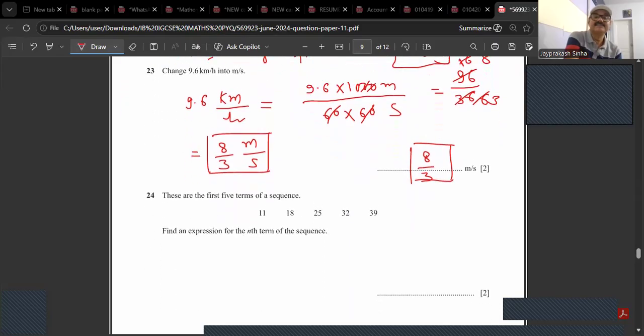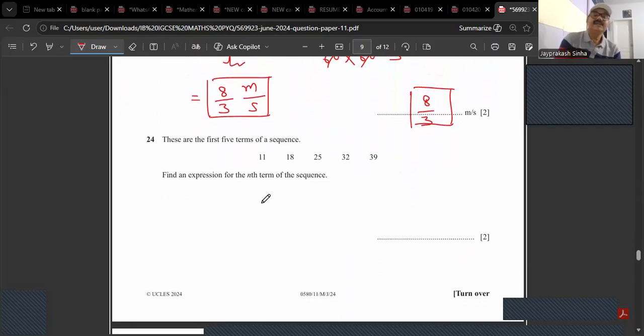Next, these are the first four terms of a sequence. Find an expression for the nth term of the sequence. What is the common difference here? 11 plus 7, 18; 18 plus 7, 25; 25 plus 7, 32; 32 plus 7, 39. But we have to write it in terms of n.